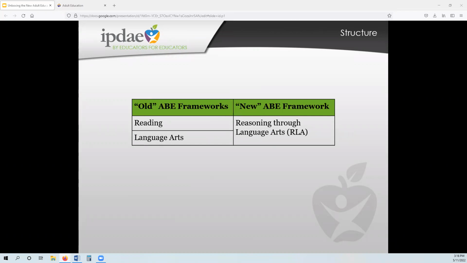The Reasoning Through Language Arts framework includes all of the strands for reading, writing, etc. So a little bit later, towards the end of our webinar today, when you have an opportunity to go onto the adult education curriculum frameworks page, you will see that the previous ABE framework documents are still there for reading and language arts. And my understanding is that those will continue to be courses that are offered for the next academic year, 22-23. You will also see the new ABE framework, Reasoning Through Language Arts, which is also being offered instead of those two for the next school year. And then at the end of the next academic year, the previous ABE frameworks will no longer be active, and it will only be the Reasoning Through Language Arts framework.